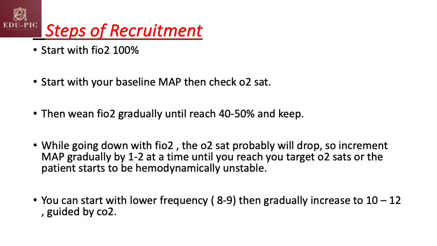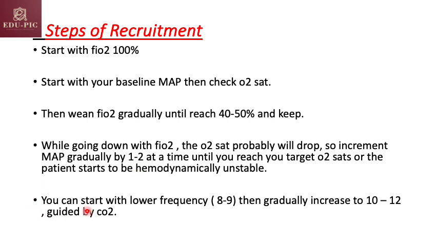How to do recruitment? Let's go step by step. You start with FiO2 100%. Start with your baseline MAP, or mean airway pressure, then check the oxygen saturation. Then start to wean the FiO2 gradually until you reach 40 to 50% and keep at that level. While going down gradually with the FiO2, the oxygen saturation probably will drop. So increment the MAP gradually by 1 to 2 at a time, until you reach your target oxygen saturation, or the patient starts to be hemodynamically unstable.